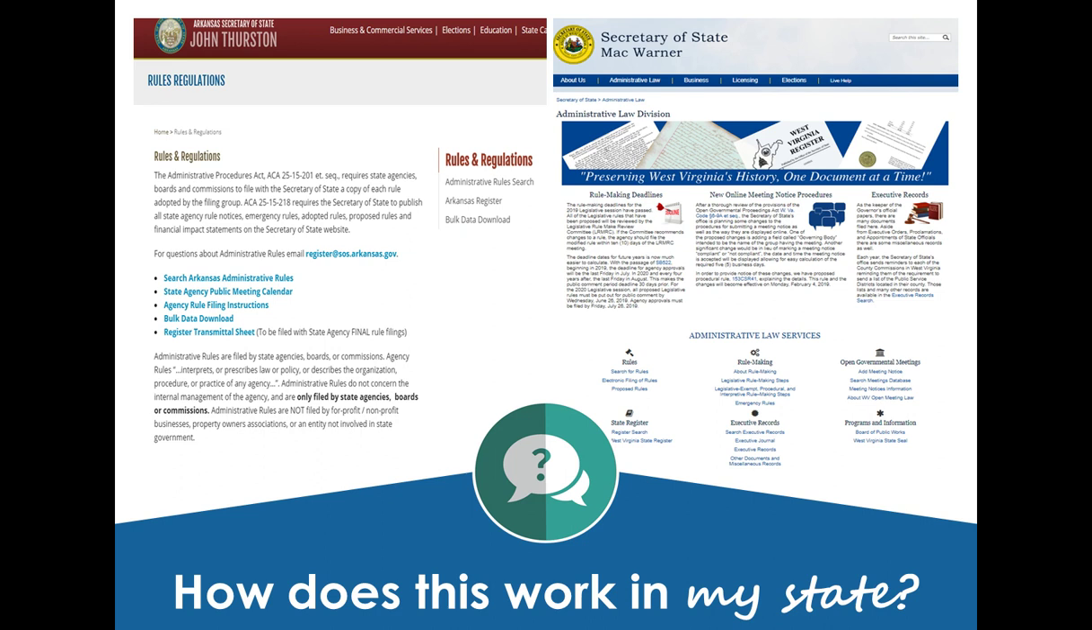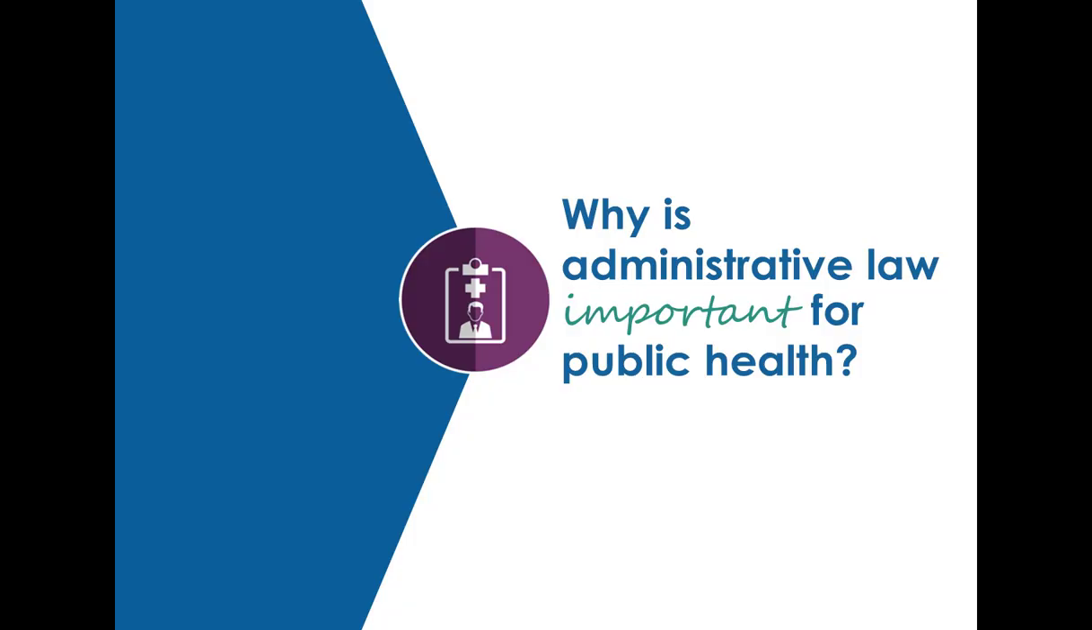So how does this work in my state? We have some resources here. To learn more about how administrative law works in your state, visit your state or Secretary of State's website. Many states have offices of administrative law or an administrative law division or an administrative law court division that provides information about rules, rulemaking, and the public meeting calendar. We have one on here as well. The uslegal.com is a free online resource that also provides links to State Administrative Procedures Acts.